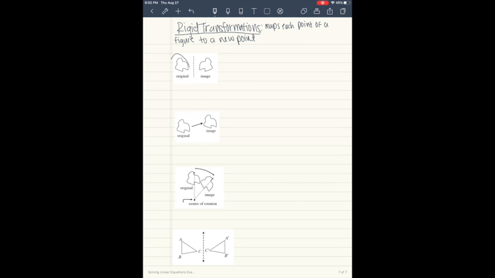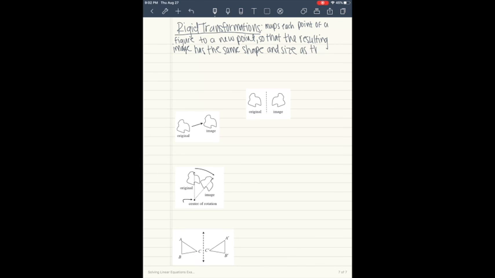So if you have an original picture, something like this, it's going to map it to new points so that the resulting image, and we'll talk about what that is in a second, has the same shape and size as the original. So that's the really big deal about this definition.